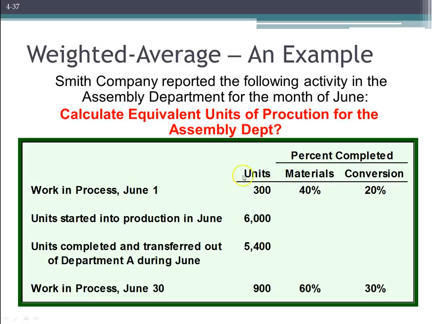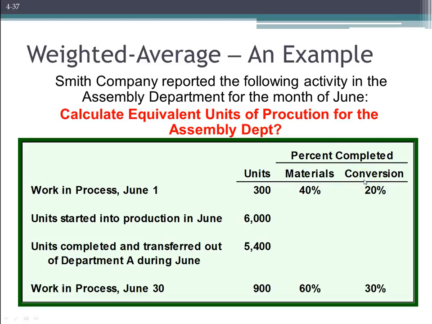So what we're looking at here is the work in process account of Department A. And we're looking at basically the month of June. So on June 1st, the department, if somebody were to go in there and count, had 300 units in states of partial completion. And here's how they were completed. They were about 40% complete with respect to materials and about 20% complete with respect to everything else. That's labor and the rest of manufacturing overhead.